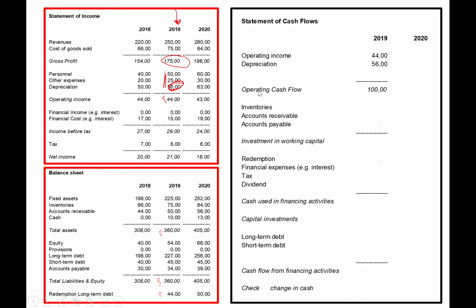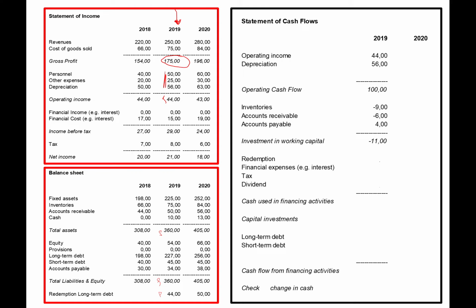The investment in working capital, we have to look at the change in the items: inventory, accounts receivable, and accounts payable. So if we do that, then we look at the inventories. We go from 66 to 75. So we invest during the year 9. That's an outflow. Accounts receivable went up from 44 to 50. So we invest another 6 in receivables. Accounts payable went up from 30 to 34, so that's an inflow of 4. And the sum is minus 11, that is an investment in working capital.